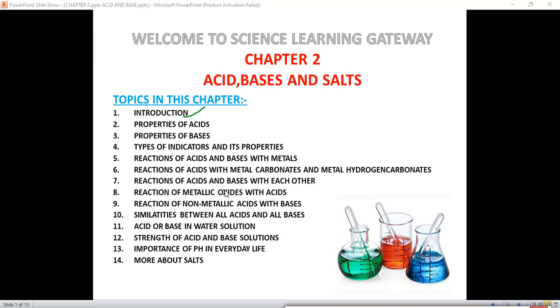Next is reaction of metallic oxides with acid. Next one is reaction of non-metallic oxides with bases. Next one is similarities between all the acids and all the bases. Next one is acid or base in water solution. Next is strength of acid and base solution. And next topic is importance of pH in everyday life. And the last topic is more about salts.